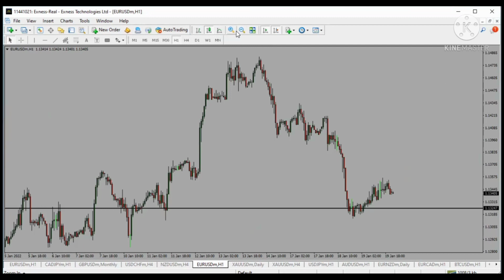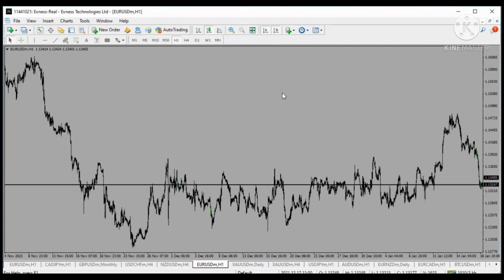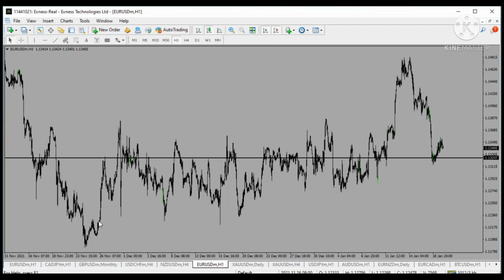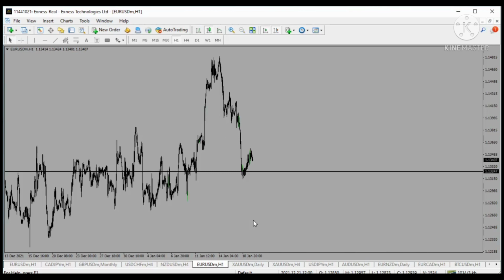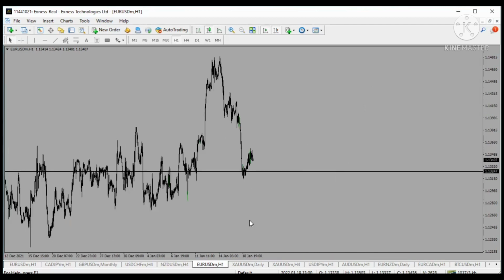So what I can just tell you guys is, you can see it has been a ranging market for a very long time, but this low is being respected so much here. So what I can advise you is that we have to keep looking at buys on EURUSD. A long buy next month, and also this month on EURUSD.